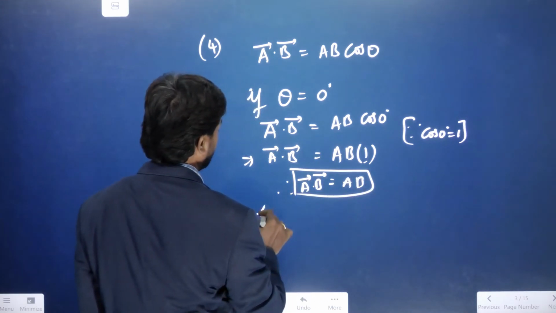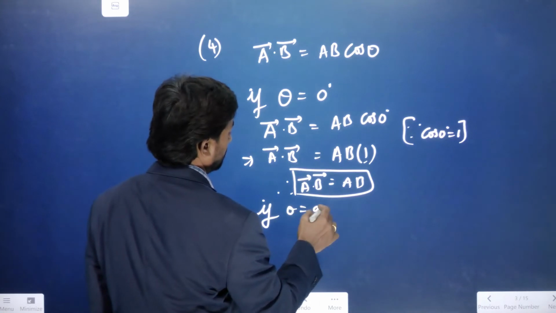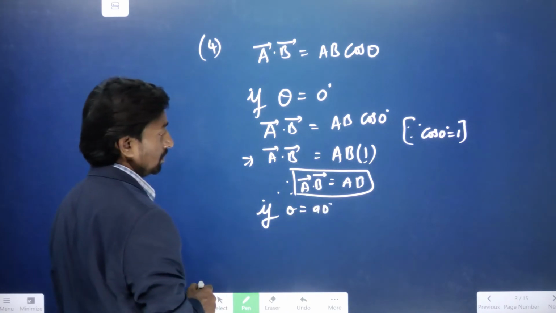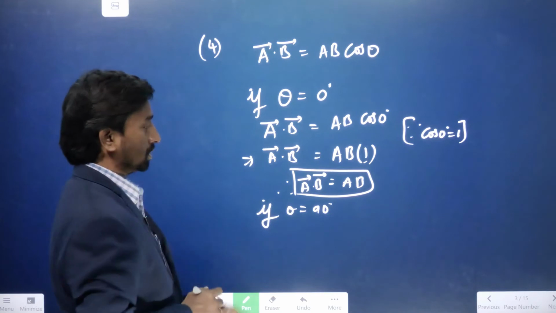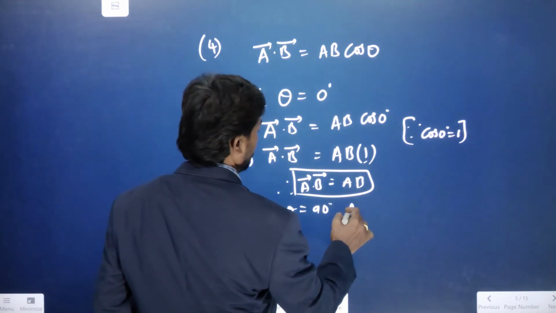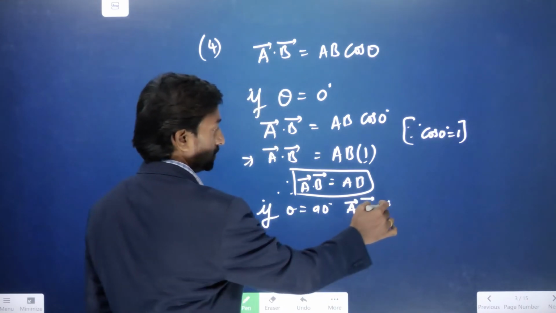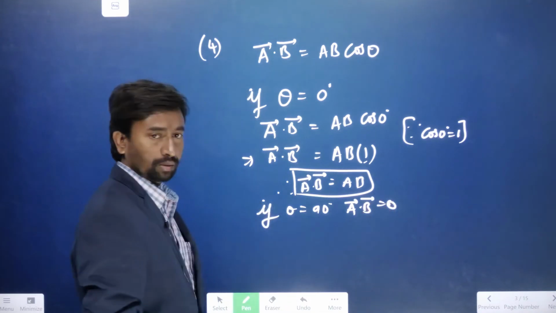Suppose theta is equal to 90 degrees, then the dot product is 0. Just now we have seen in the previous one that a bar dot b bar is equal to 0. In the previous problem we have seen, no? So the dot product will become 0 there.